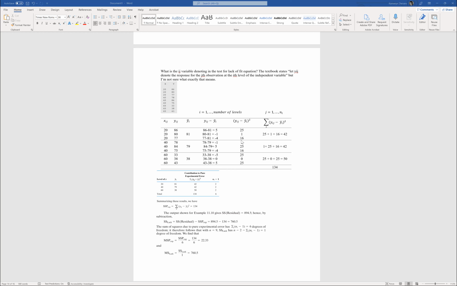Then we're going to sum up each of those groups. 25 plus 1 plus 16 makes 42. 1 plus 25 plus 16 makes 42. 25 plus 0 plus 25 makes 50. At the end of the day, we need to sum up each of those values. 42 plus 42 plus 50 makes 134. So from there, we have our SSPE, and we get 134. And from the table, you got the sum of squares of residuals being 894.5. And so you can calculate your sum of squares lack of fit being sum of squares residuals minus SSPE, and we get 760.5.